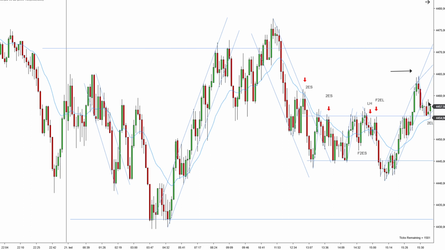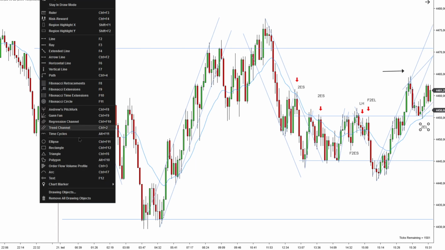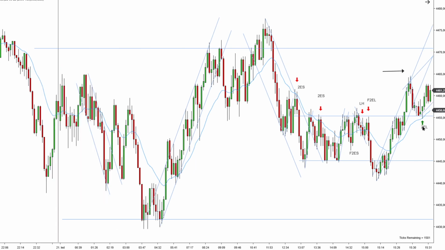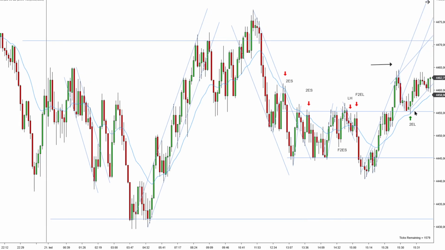High probability setup, 2-legged pullback. This was the second entry short with the downtrend. This is the second entry long in uptrend. Okay, I'm going to quickly mark it as a high probability setup. As the market is pushing higher, you're expecting for price to still create a new extreme of this uptrend.